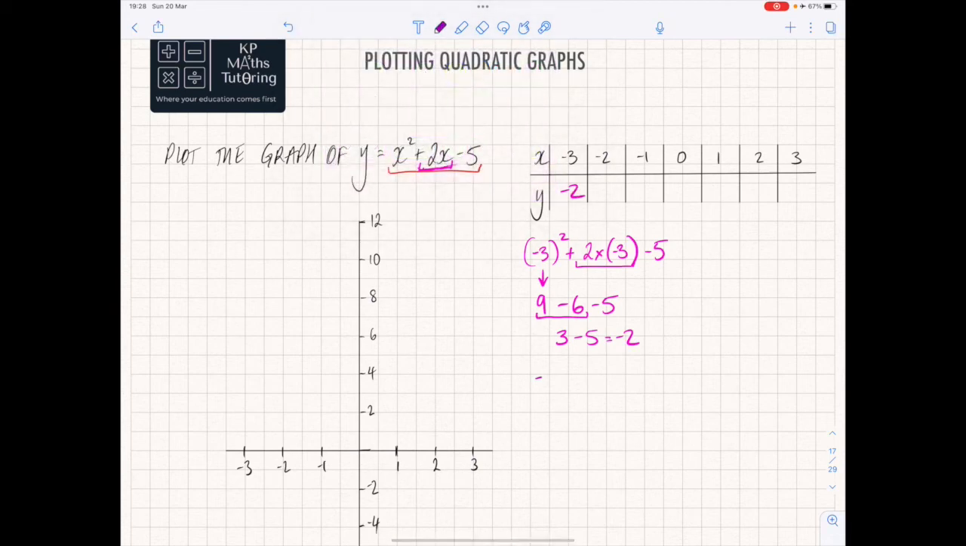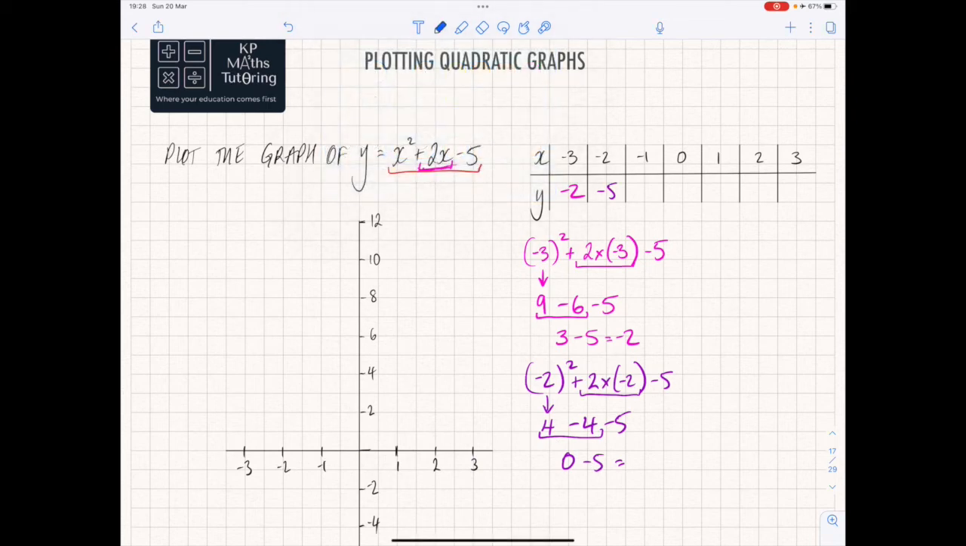Okay, next one. Minus 2 all squared plus 2 times minus 2, then minus your 5. That gives you positive 4. 2 times minus 2 is minus 4 minus 5. 4 minus 4 is 0. Minus 5 is just minus 5.